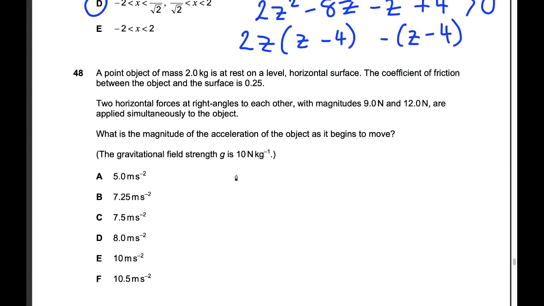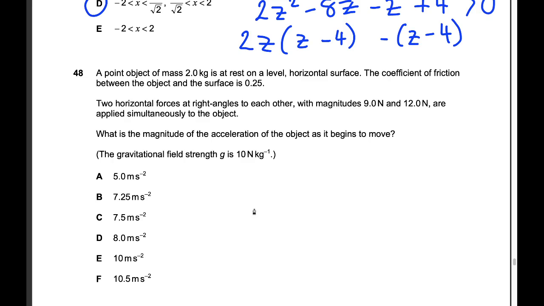Okay, a point object of mass 2 kilograms is at rest on a level horizontal surface. The coefficient of friction between the object and the surface is 0.25. Two horizontal forces are at right angles to each other with magnitudes 9 and 12 newtons. They're applied simultaneously to the object. What is the magnitude of the acceleration of the object as it begins to move?